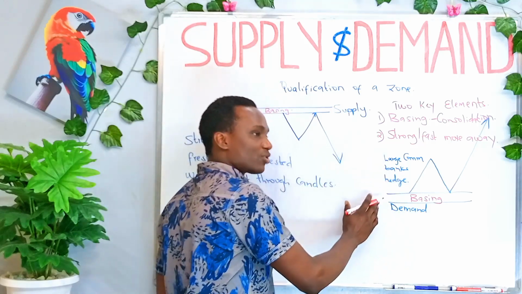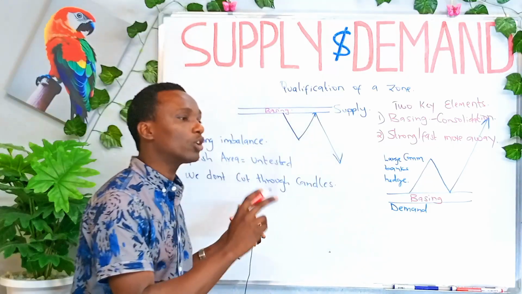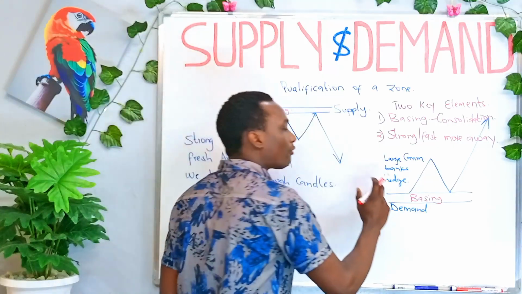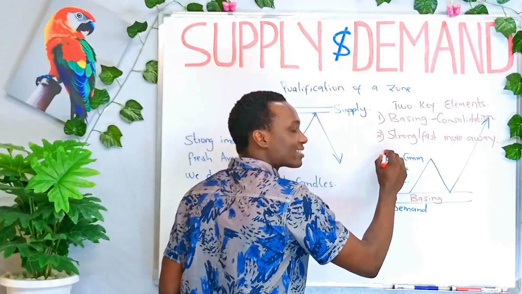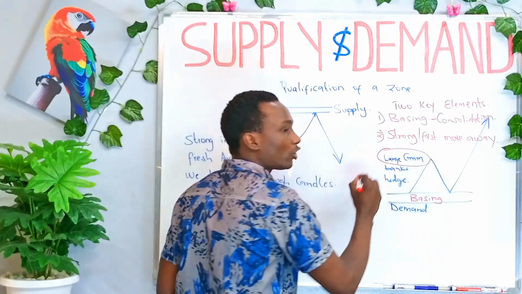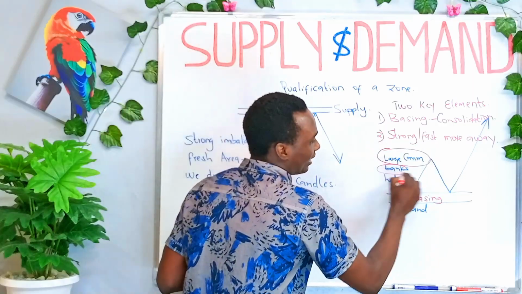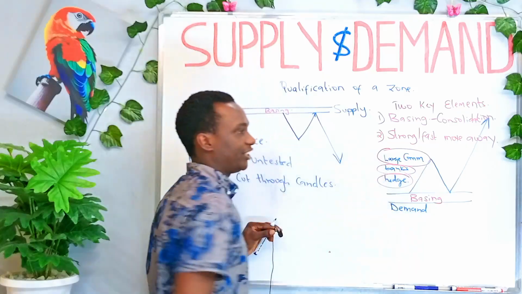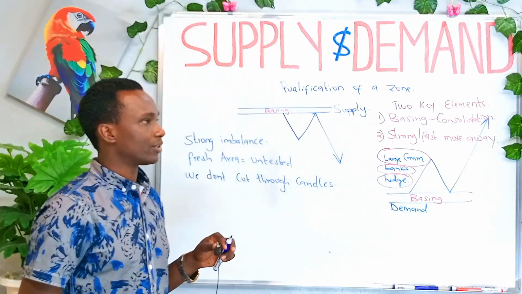Unlike support and resistance levels, which focus on just general price areas, supply and demand zones require specific candle formations to confirm the presence of this large institutional buying and selling pressure. Okay, good.